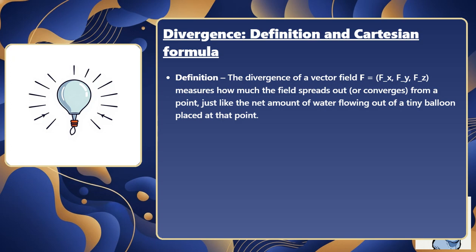The divergence of a vector field F = (F_x, F_y, F_z) measures how much the field spreads out or converges from a point, just like the net amount of water flowing out of a tiny balloon placed at that point.